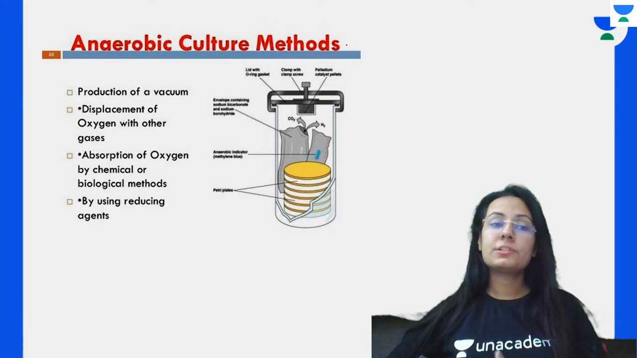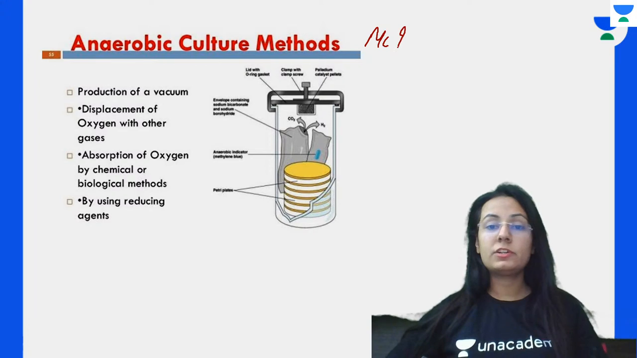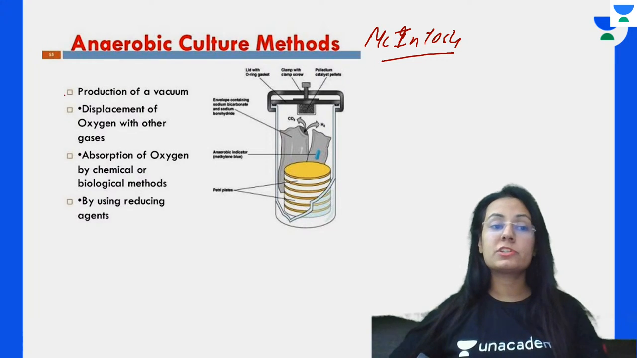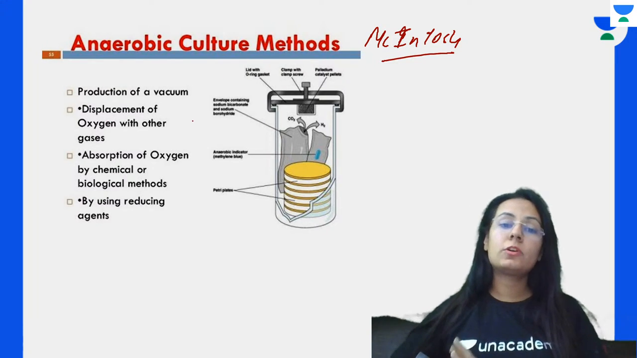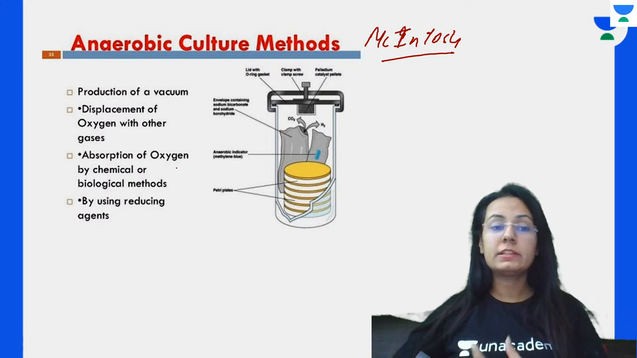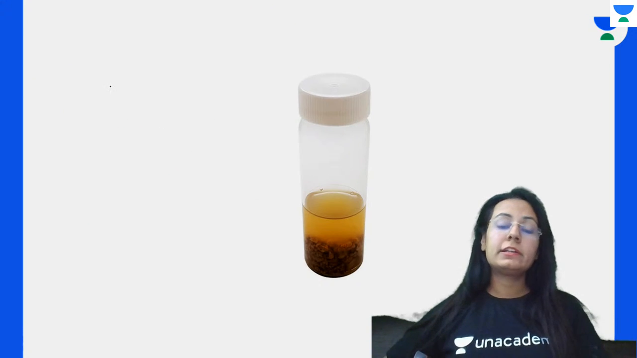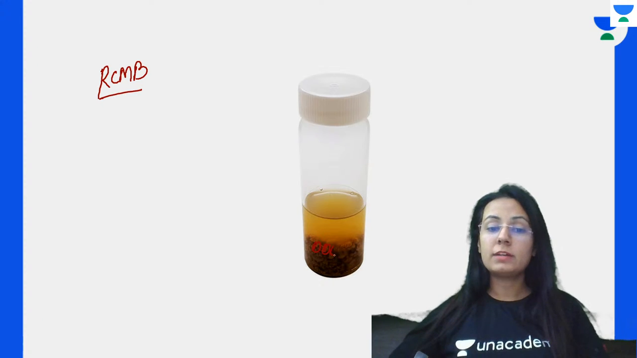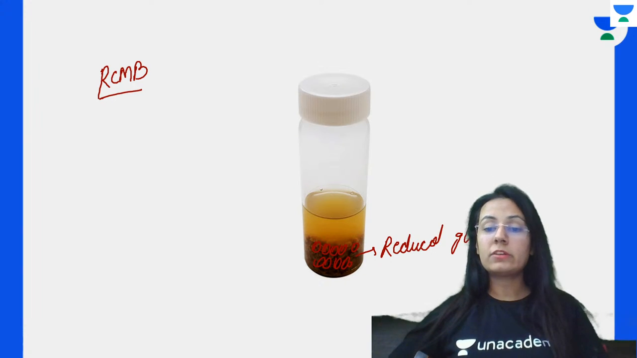All right, anaerobic culture media, how did we create it? That is the McIntosh and Fildes jar for the anaerobic media, that is production of the vacuum and displacement of the remaining oxygen with other gases. And this is Robertson's cooked meat broth, that is having what? Beef heart particles, reduced glutathione, and petroleum jelly over the top.